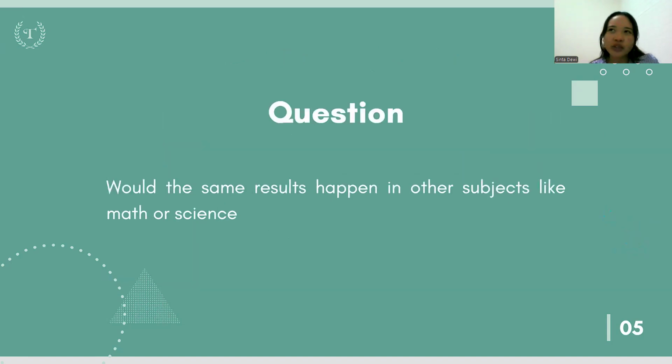And then the question that I have. My main question is that because they did this research in a Spanish class, what if it were in a different subject like math or science? Will the result be the same or not?